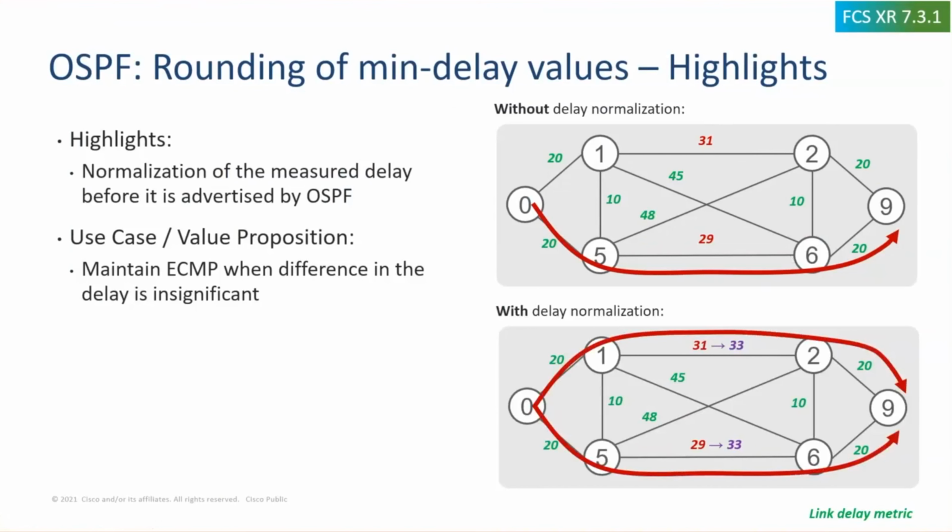The idea behind this feature is to allow customers to provide paths that minimize latency in the network at the same time that maintain ECMP properties when the delay difference is insignificant. So now, if these delays were to be normalized, in this case we show a normalization proposal equal to 33. Now, for node number 0 to go to number 9, minimizing delay, it will actually use both ECMP paths via node 1 and via node 5.